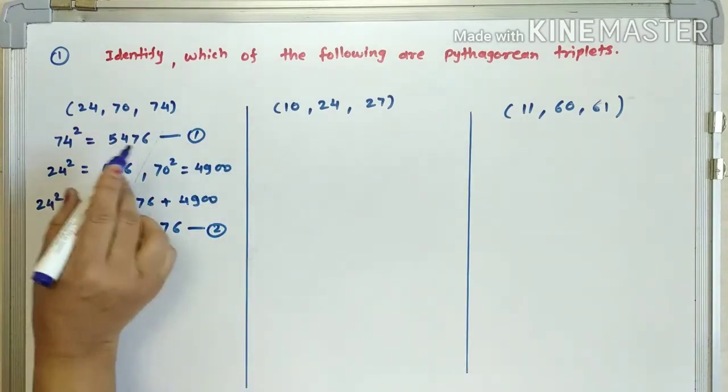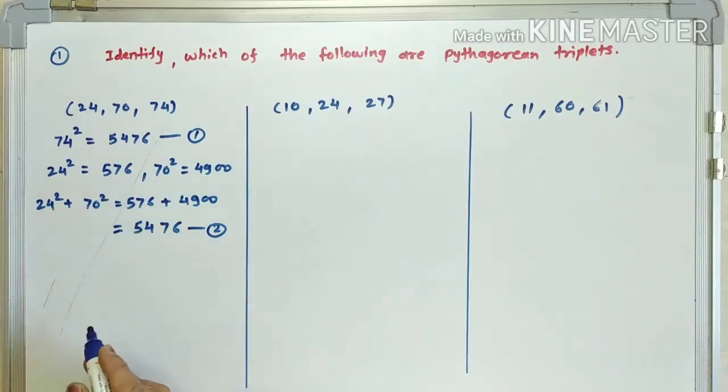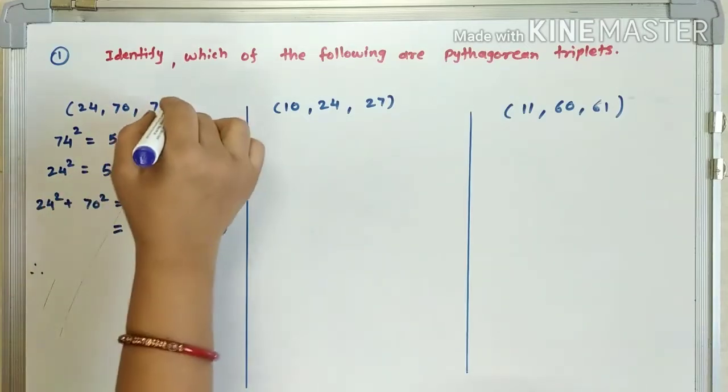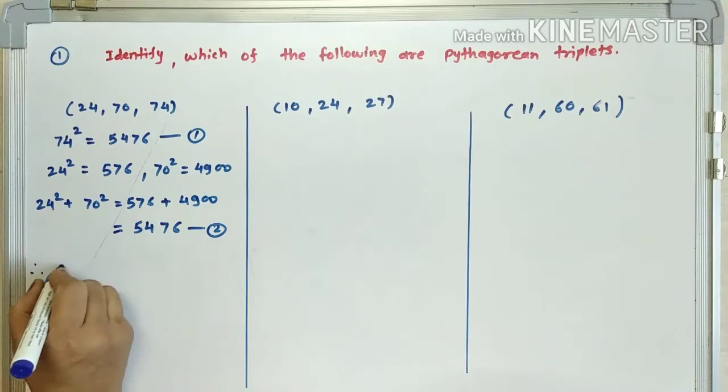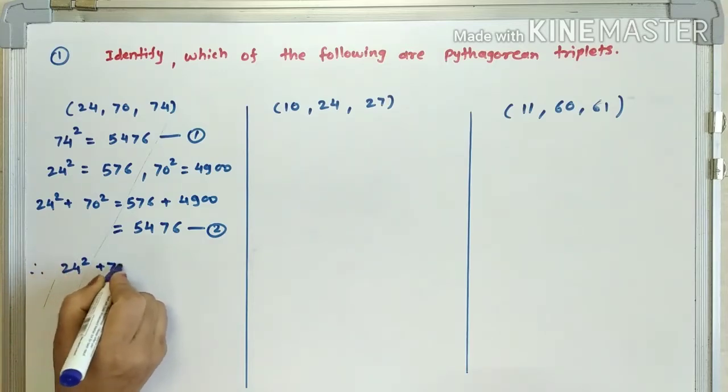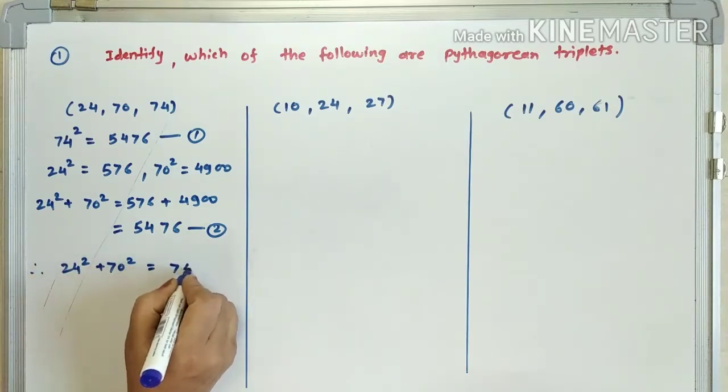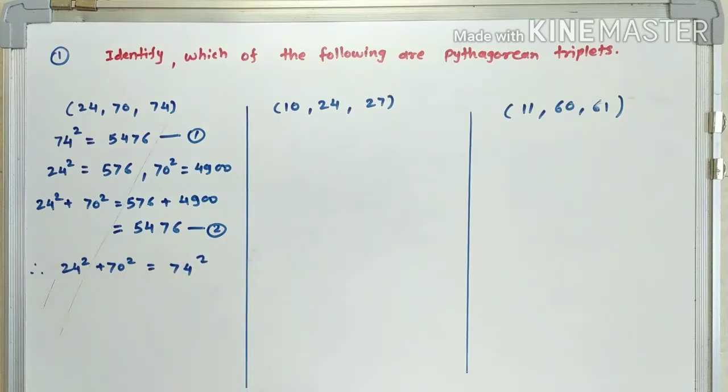So these two values are similar. Therefore, this is the Pythagorean triplet. So 24 square plus 70 square equals 74 square. The square of the largest number is equal to the sum of squares of the other two numbers.